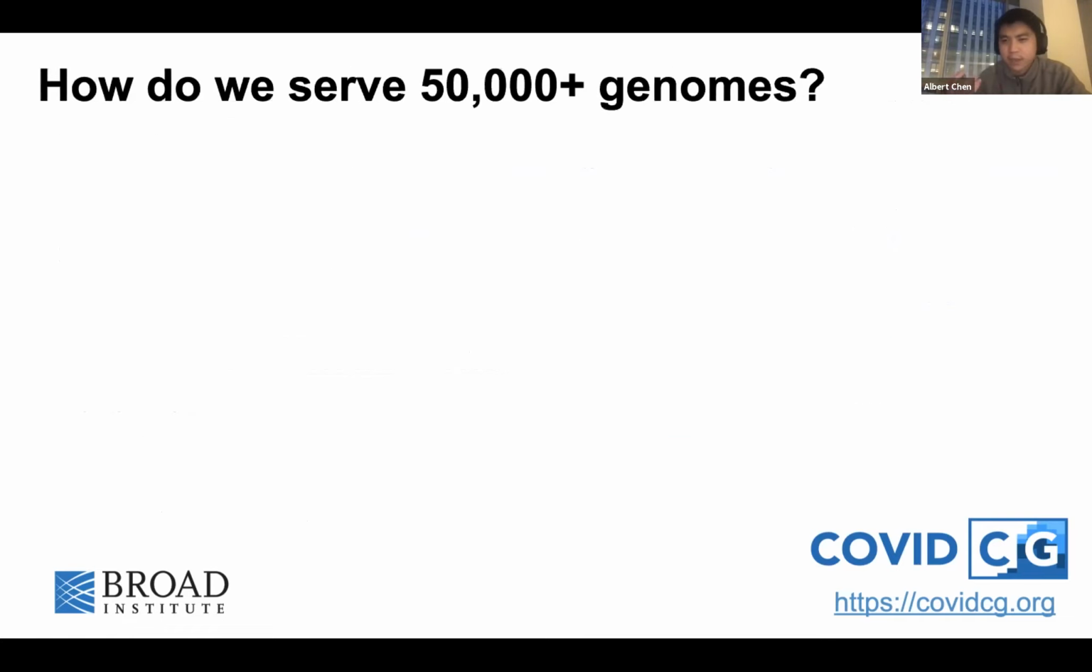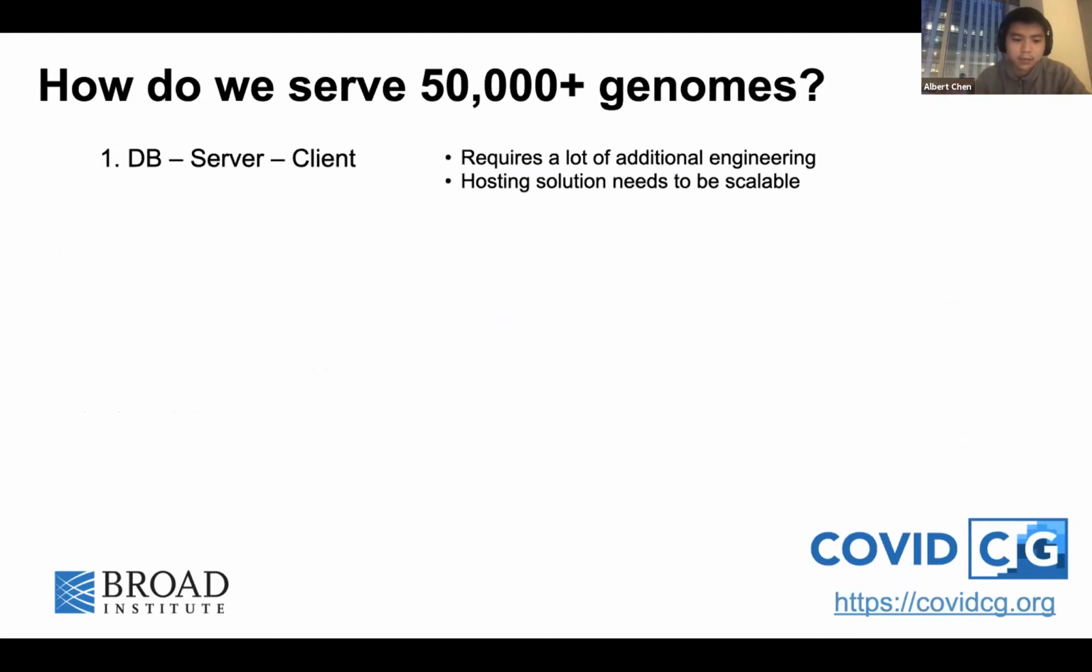And then we ran into the problem of, we have these 50,000 genomes. It's a lot of data. How do we actually serve it to clients? Genomic data is quite large, so we can't just rely on classic solutions meant for smaller amounts of data. So we first considered this conventional database server client model. We just decided it was pretty hard. It would require a lot of work.